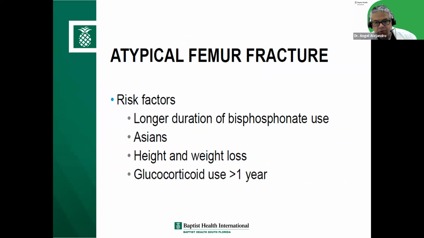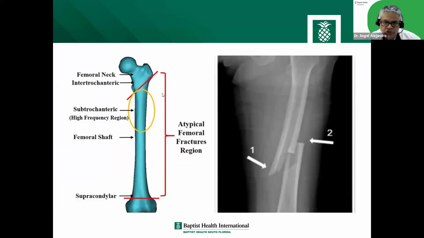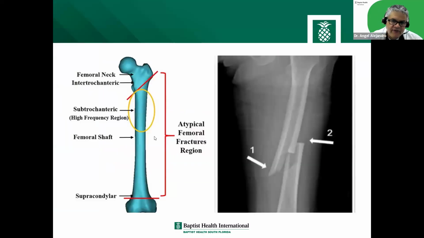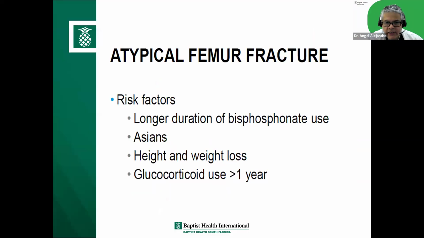Now, what is an atypical femur fracture? It's a fracture of the femoral shaft below the neck. All right, so it's in this area right here. If you get a fracture right here, most likely it's because you were on long-term bisphosphonate use. Okay, fractures of this area of the femur require a very high impact. Okay, usually it's a motor vehicle accident or a fall from a very, very tall building. You'll fracture the femur like this. When you see a fracture like this in a patient with osteoporosis, the most common cause is going to be long-term bisphosphonate use. Okay.